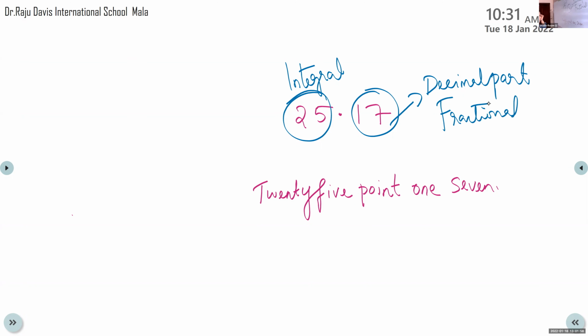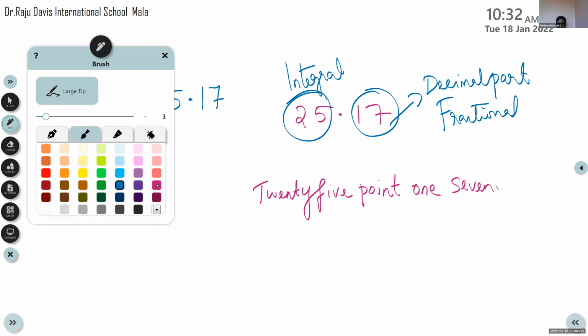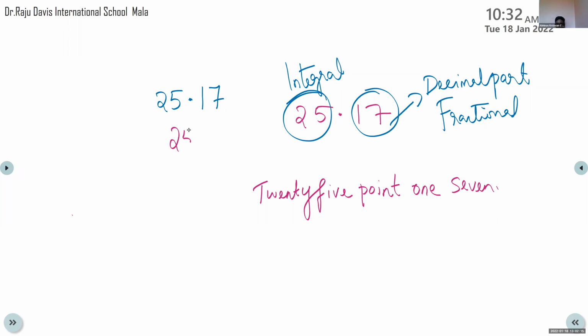Now, children, 25.17, the same number, I want to convert into fraction. What's the answer? 2517 by 100. See here, after the decimal point, we have 2 decimal places. So the denominator also has 2 zeros. So children, if I have 25.7, what will be the answer?